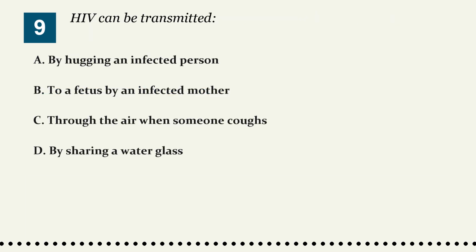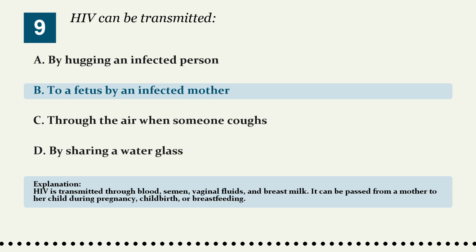Question 9. HIV can be transmitted. Option A. By hugging an infected person. Option B. To a fetus by an infected mother. Option C. Through the air when someone coughs. Option D. By sharing a water glass. The correct answer is option B. To a fetus by an infected mother. HIV is transmitted through blood, semen, vaginal fluids, and breast milk. It can be passed from a mother to her child during pregnancy, childbirth, or breastfeeding.